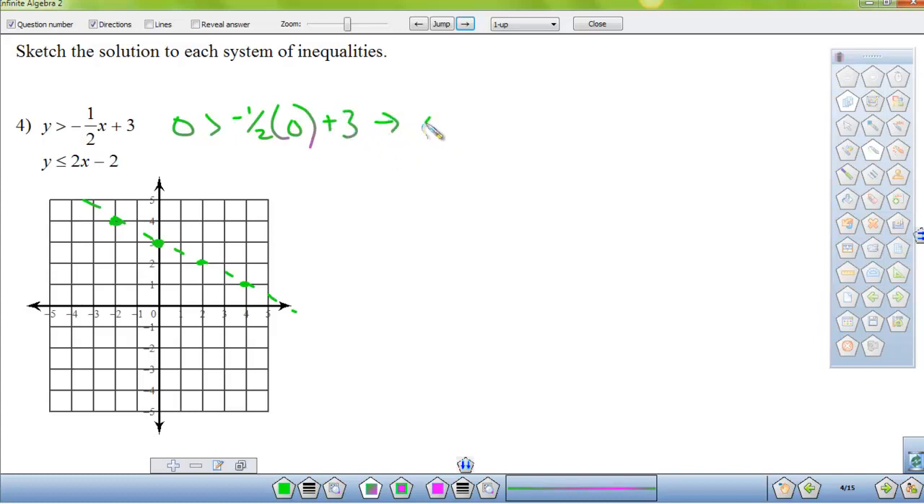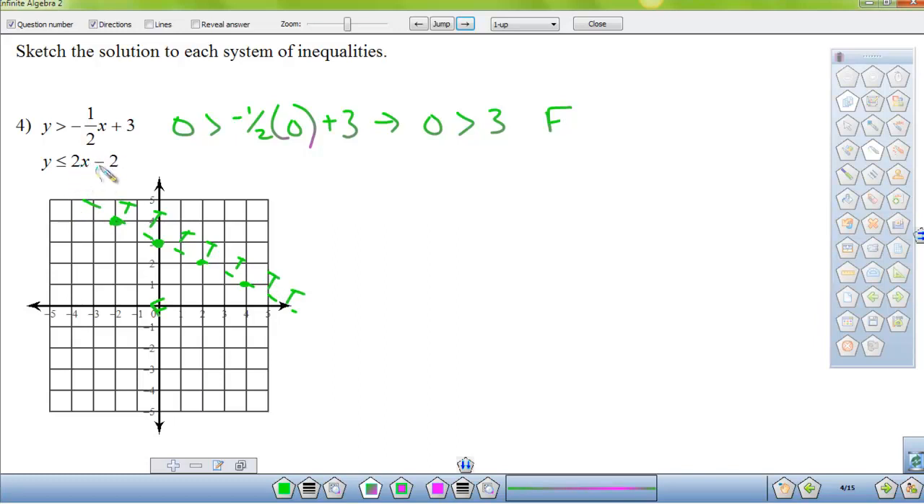And as we go through this, we get 0 is greater than, well, half of 0 is 0, plus 3 is 3. And 0 is by no means greater than 3, so that is going to produce a false sentence, which means that this is the false half plane, and this side over here is the true. I'm going to do a fence row of t's for right now because I need to remember that I'm only going to be shading in the overlapping region.